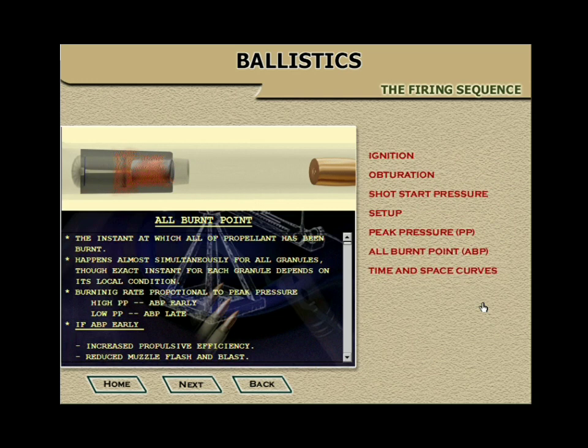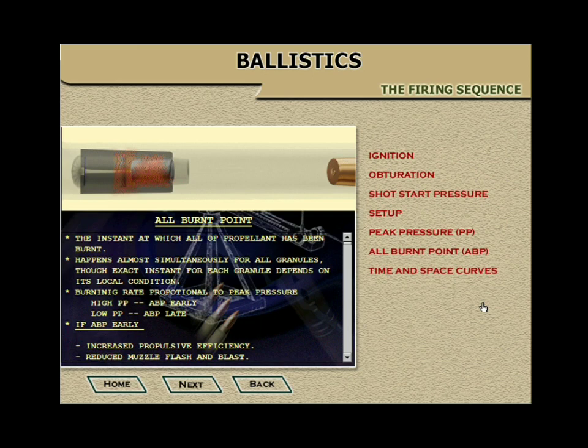All burnt point. This is the instant at which the complete propellant has burnt. It is dependent upon peak pressure. If all burnt point is achieved early, the propulsive efficiency increases. Muzzle flash and blast are reduced, and there is an increased consistency in the muzzle velocity.